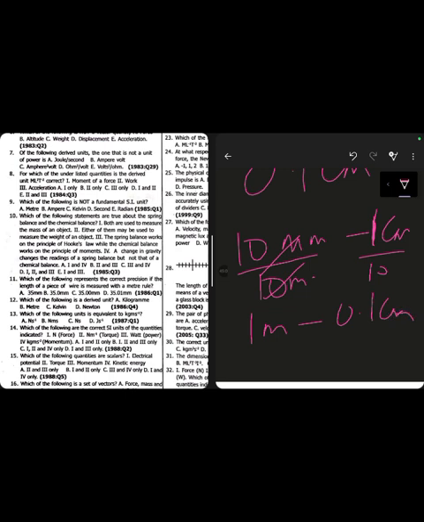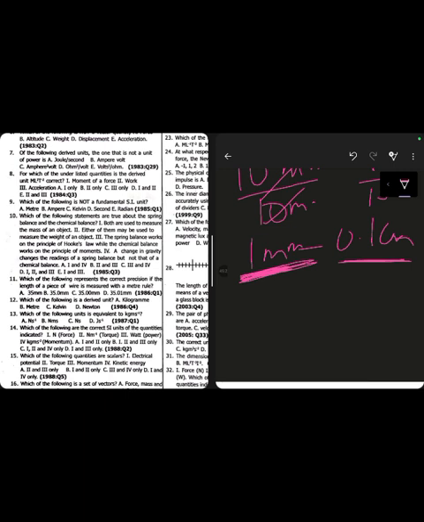Now, since the degree of accuracy for your meter rule is 0.1 centimeter, it is also equivalent to 1 millimeter. So that means in the millimeter, it will be in whole number, of which the only one here in whole number is 35 millimeters. So the answer is A.